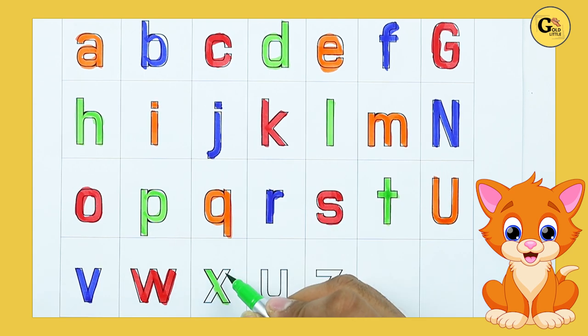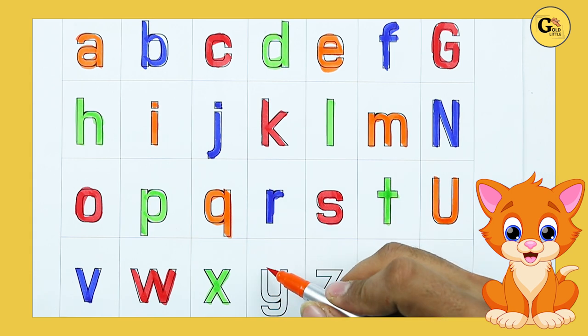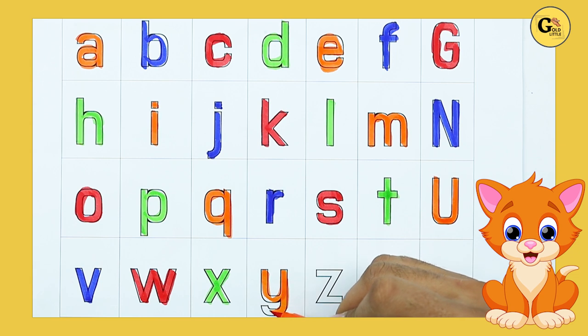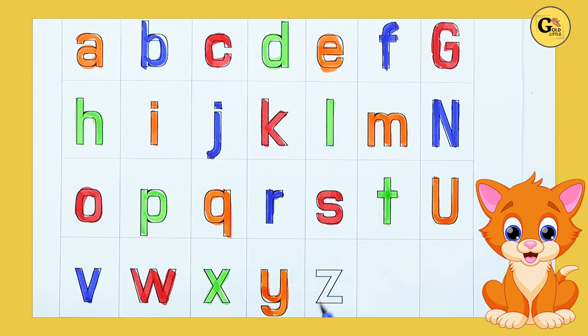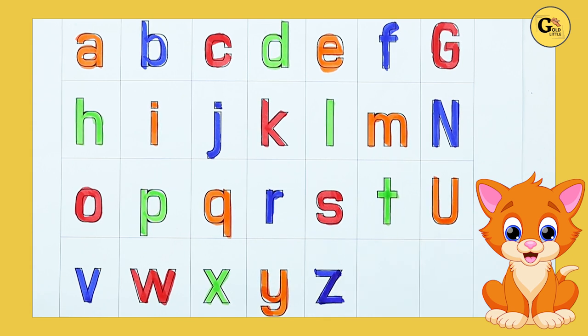X. Small X with green color. X for xylophone. Y. Y for yak. It's small y with orange color. Z. Z for zebra. It's small z with blue color.